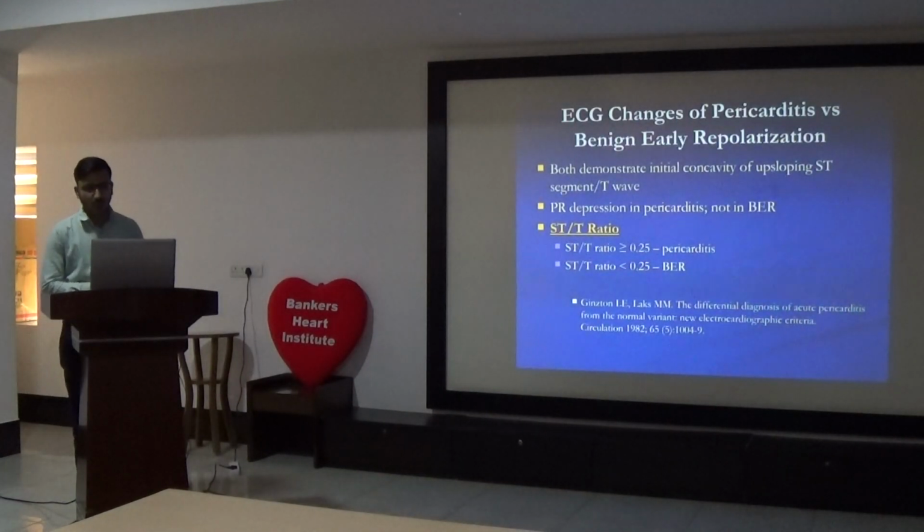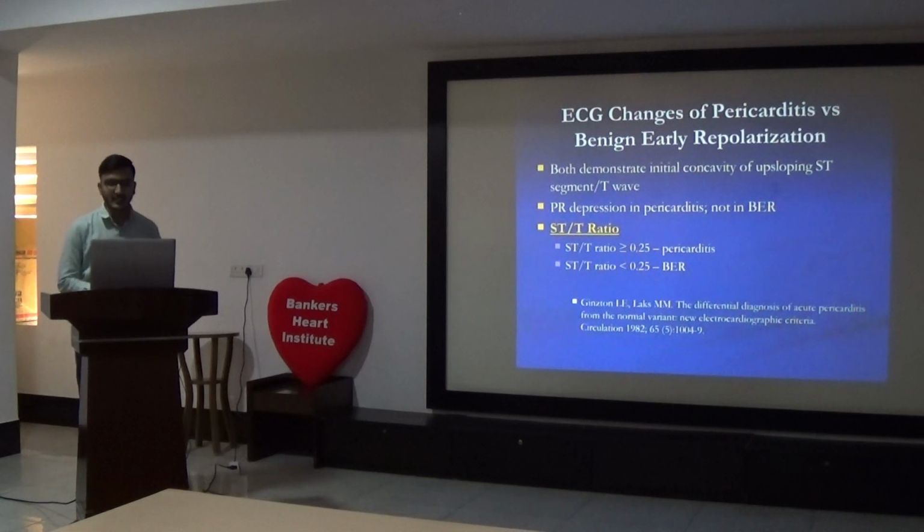Now, ECG changes of pericarditis versus benign early repolarization. Both show a concave ST segment, with PR segment depression in pericarditis, while there will be no PR segment depression in benign early repolarization. Third is the ST elevation to T wave ratio. The ST segment elevation to T wave ratio will be more than 0.25 in pericarditis, while in benign early repolarization it will be less than 0.25 because the T wave is tall in benign early repolarization.